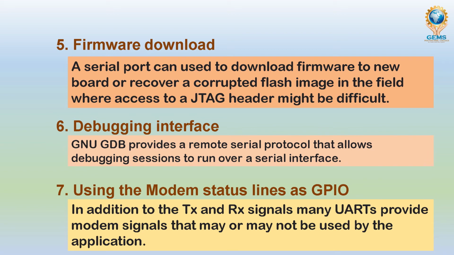Seventh, that is using the modem status lines as a GPIO. In addition to the TX and RX signals, many UARTs provide modem signals that may or may not be used by the applications. It means serial ports are also used in modems, as we see in the TX RX signal to identify a UART that provides a modem signal that is used by many other applications. For that use also we are using a serial port.